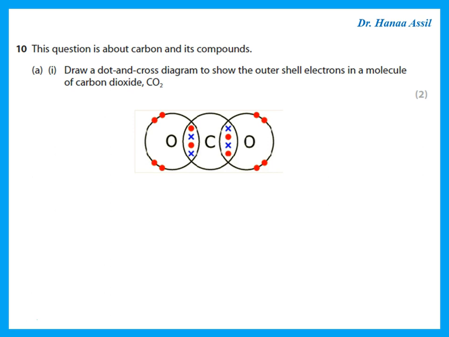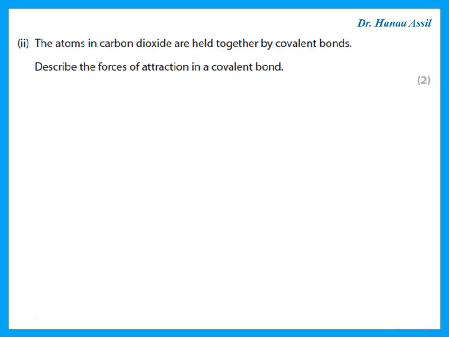The oxygen on the other end is the same. Now the carbon had 4 of its own, so it needs 4. So it's going to share 2 with the oxygen on this side and 2 with the oxygen on the other side. So everyone now is complete.